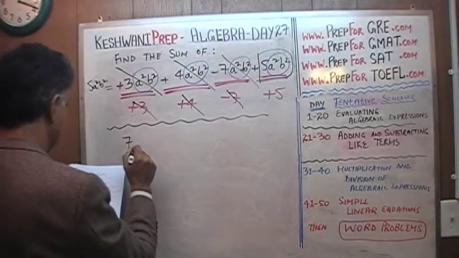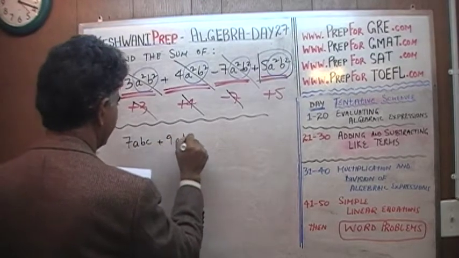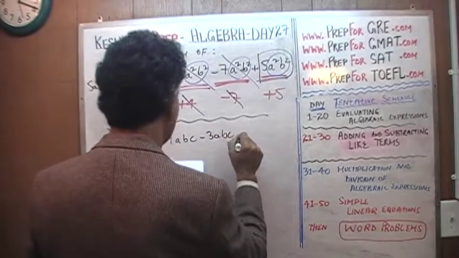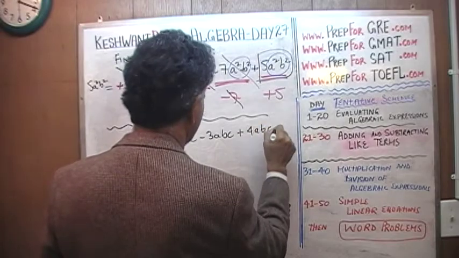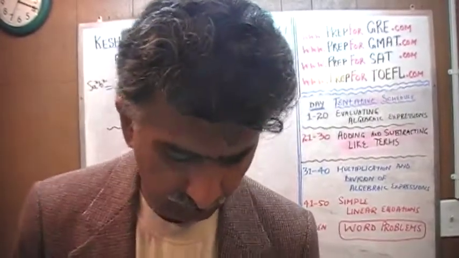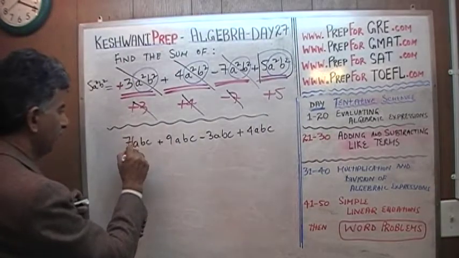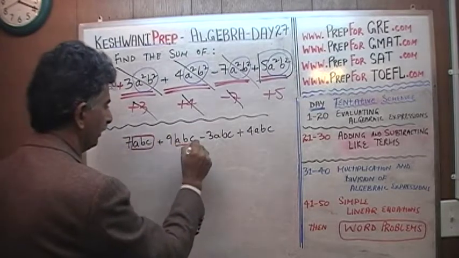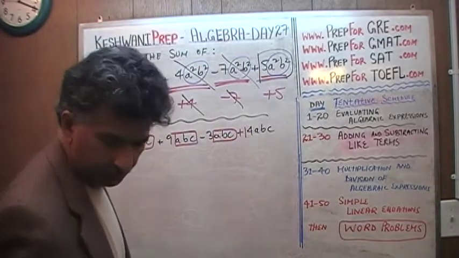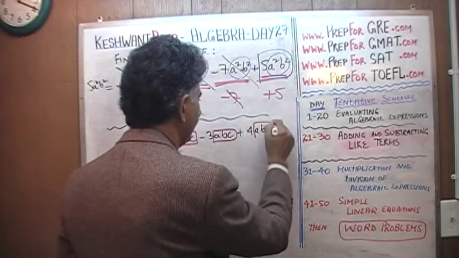7 a times b times c plus 9 a times b times c minus 3 a times b times c and 4 a times b times c. Again, we get lucky here. They are all like terms. Why are they like terms? Because they all contain the same variable raised to the same power: a times b times c, a times b times c, a times b times c, and a times b times c.